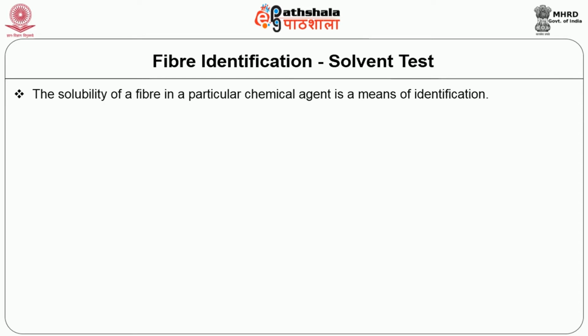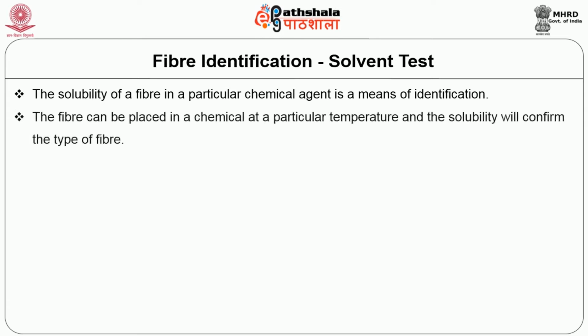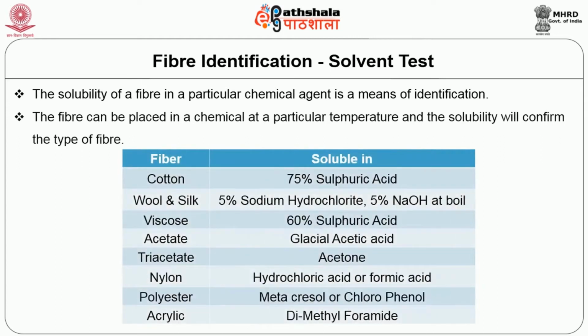This is another method. For example, if the blend is composed of polyester and cotton, one component is going to dissolve in one chemical and the other is identified by the remaining residue. Solubility of a fiber in a particular chemical reagent is a means of identification in the solvent test. The fiber can be placed in a chemical at a particular temperature and the solubility will confirm the type of fiber. For example, cotton is soluble in 75% sulfuric acid. In the case of wool and silk, 5% sodium hypochlorite or 5% sodium hydroxide at boil will make them dissolve. So we can identify the fiber.